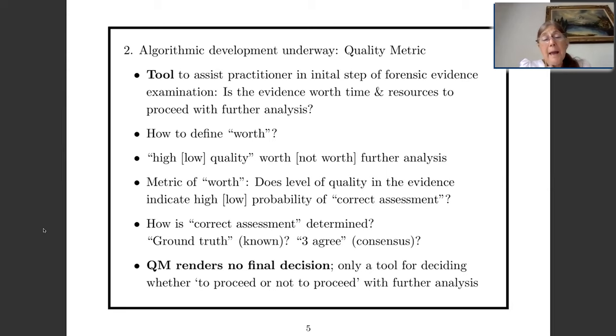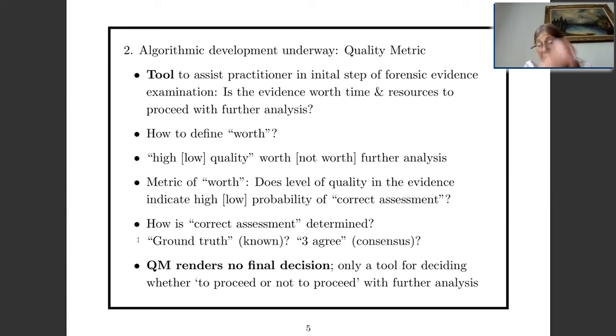But as Robin mentioned in her presentation, ground truth is hard to come by, and it's very hard to implement in such a study in a real world environment. It's certainly true, as was true at HP in production. They don't want to halt the process to do a test. I'll just emphasize again that a quality metric is not rendering a final decision. It's only a tool for deciding whether or not to proceed.